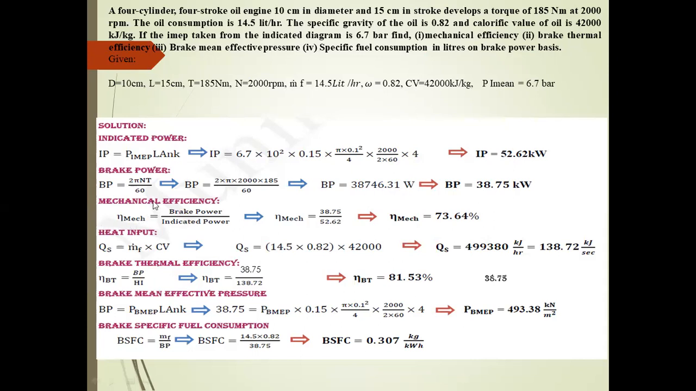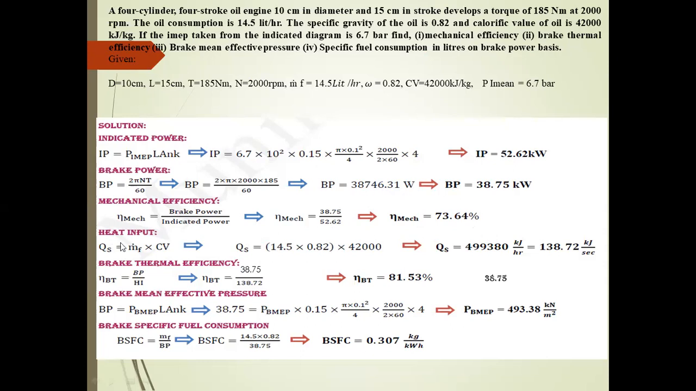Next is the mechanical efficiency. Mechanical efficiency is the ratio of brake power divided by indicated power. The brake power is 38.75 divided by the indicated power 52.62. We get the mechanical efficiency as 73.64 percent.